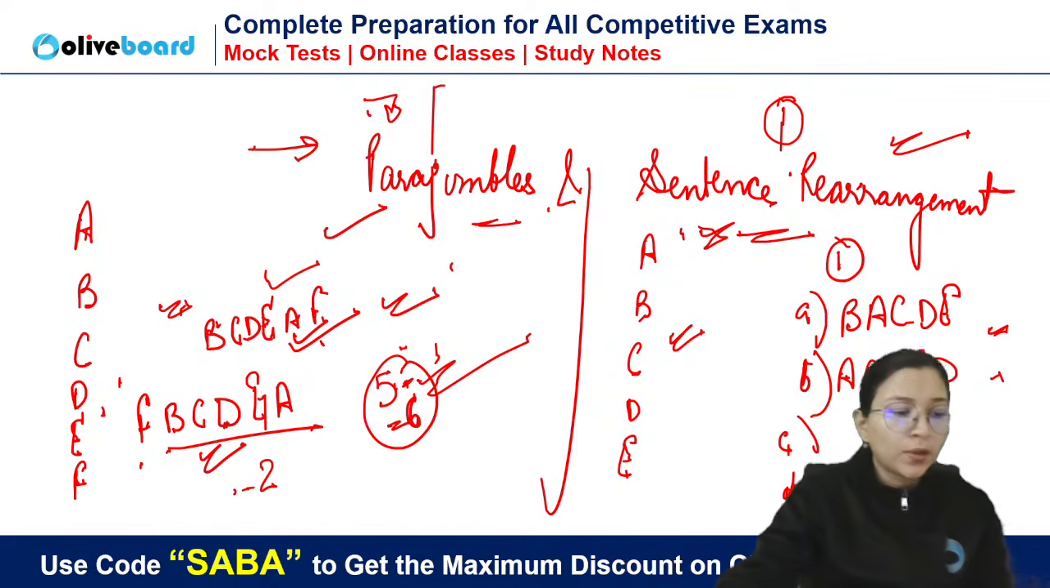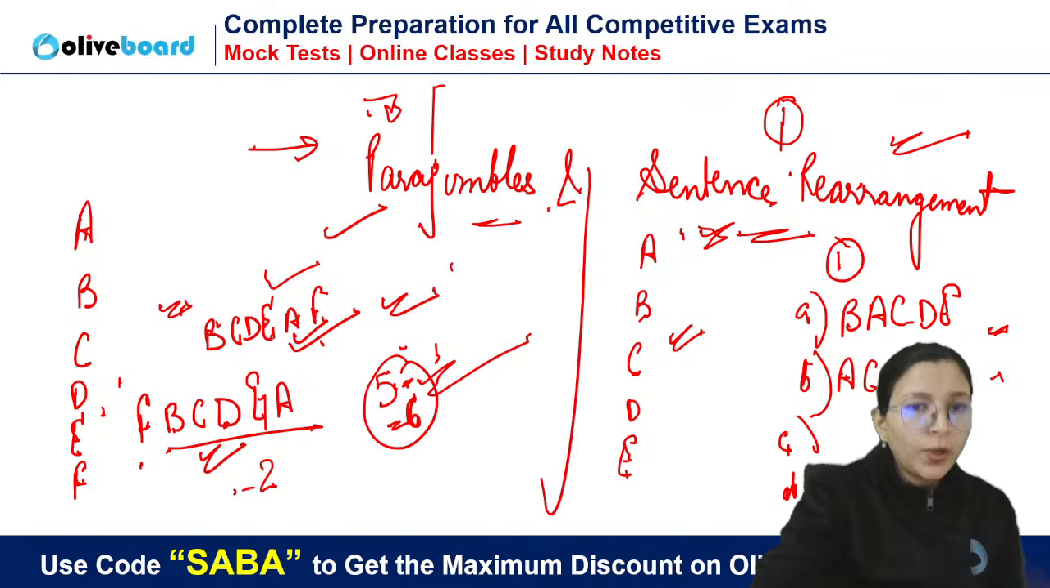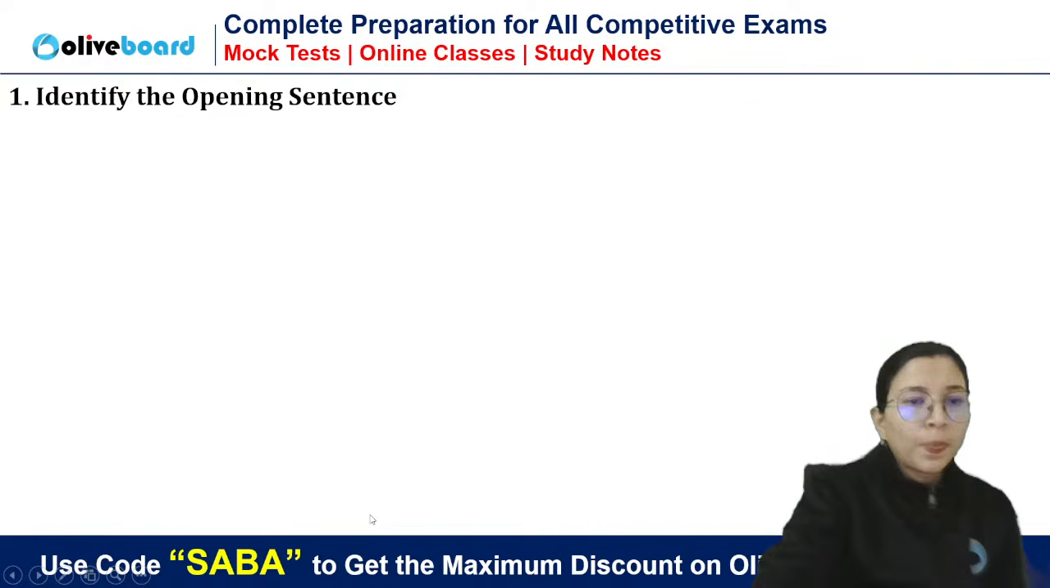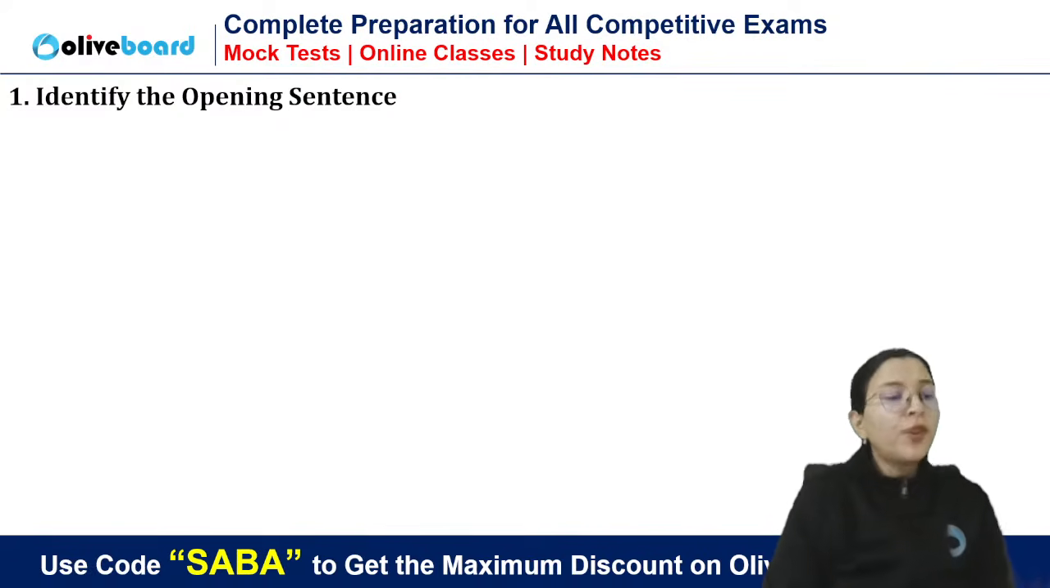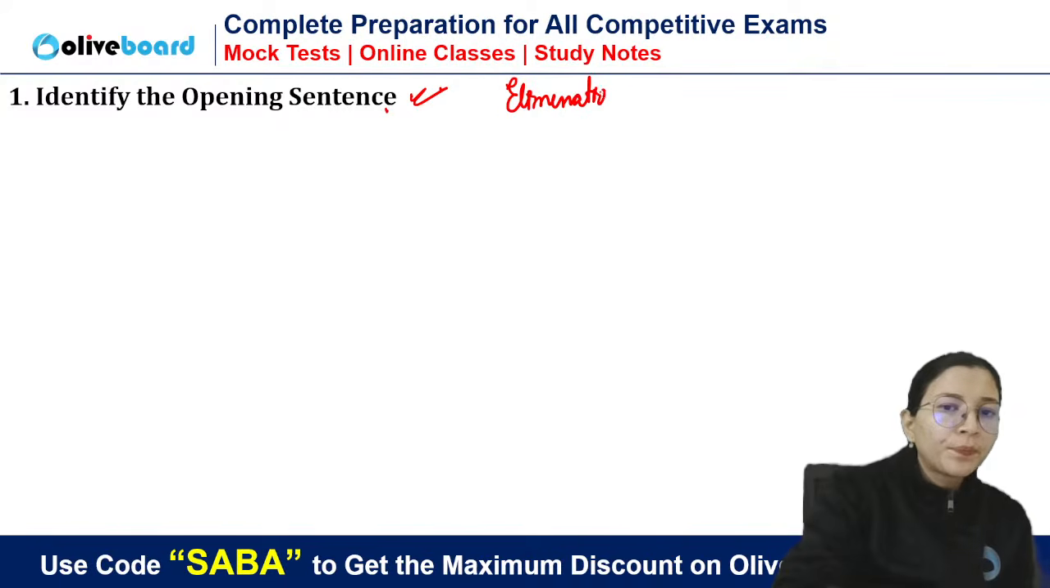Now let's follow the approach. Let's follow the correct approach. Okay, see, first of all, I will tell you, it is better to first learn everything. At the end we have to choose what to do. Okay, at last we will see what to do, but initially we have to learn everything. Okay, see, the first thing you have to do is, if the first sentence is not fixed, then we have to identify the opening sentence. Okay, and to identify the opening sentence we have to focus on the elimination method.